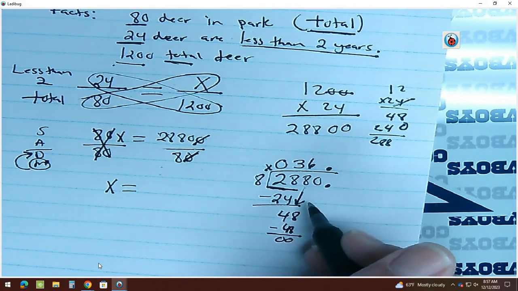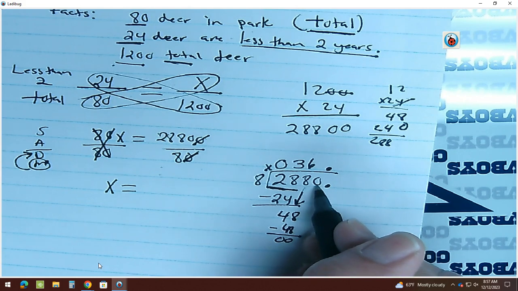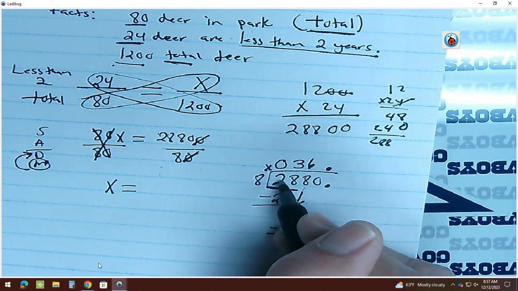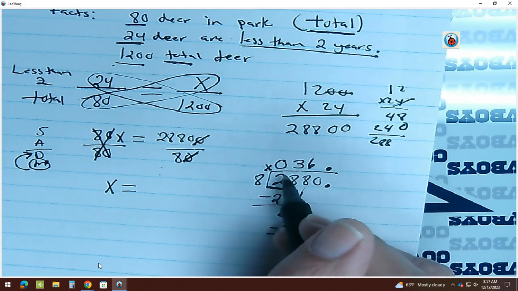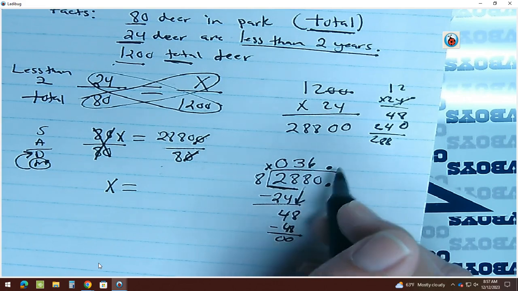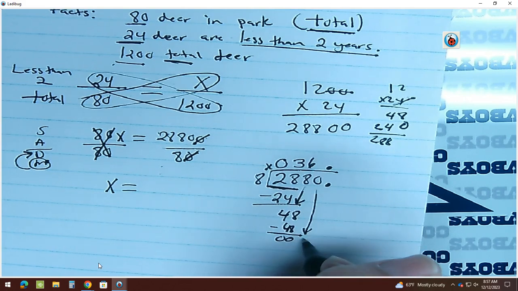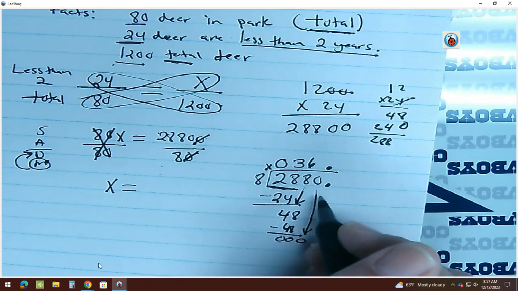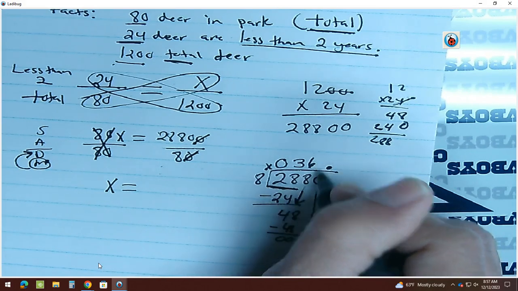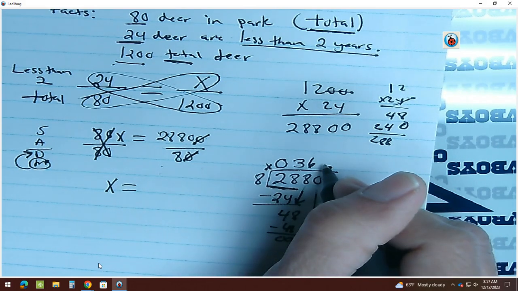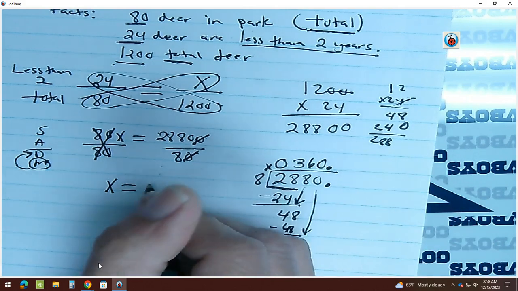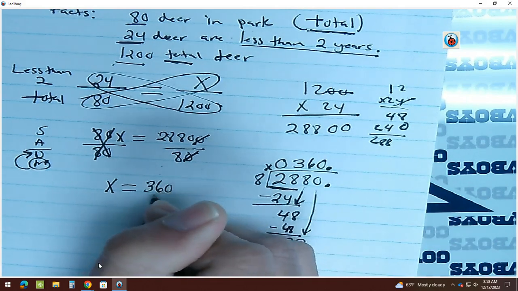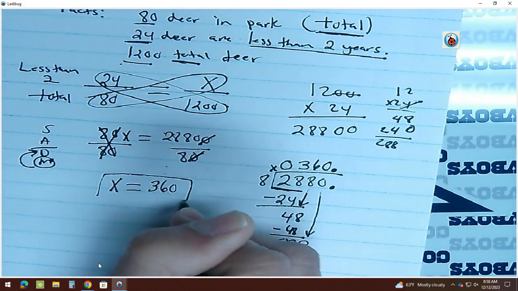Now some kids will stop there, but that's wrong because you still need a what here that you haven't worked with? 0. Guys, if there's 4 digits, you better have 4 digits on the top. If you're doing it my way, which is 1 digit at a time. Bring down the 0. 0, is that enough for 8? No, so what do I put here? 0. So how many deers will be less than 2 years old? 360.